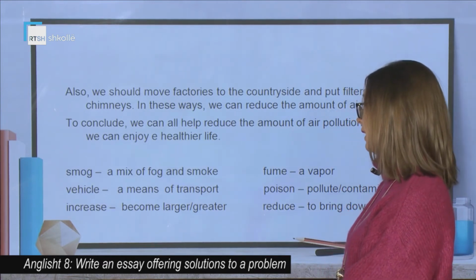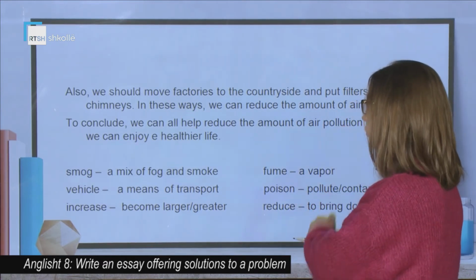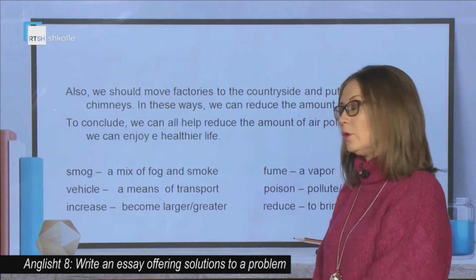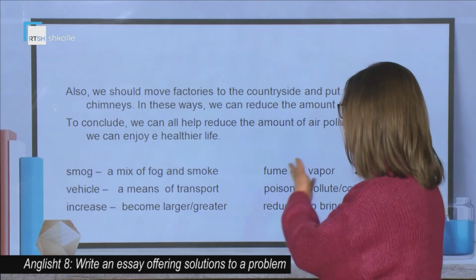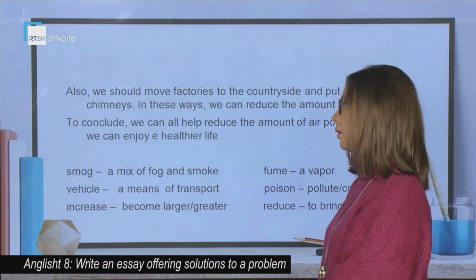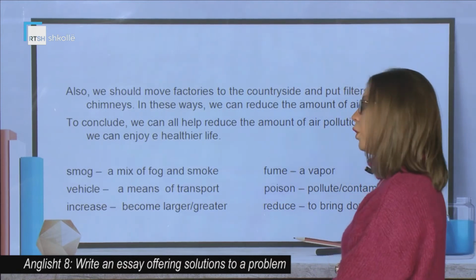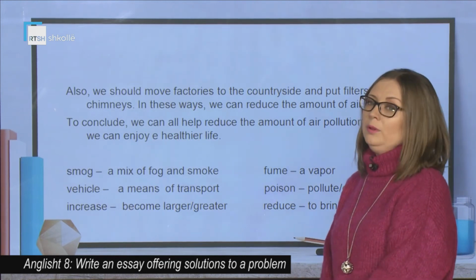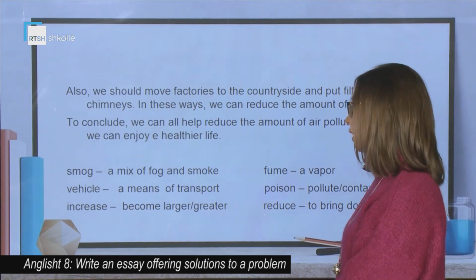So this was the text, and I hope you were attentive while I read it and saw the paragraphs. Let's have a look at some words. We went through this text. What is smoke? It's a mix of fog and smoke. What is a vehicle? You know, it's a means of transport.